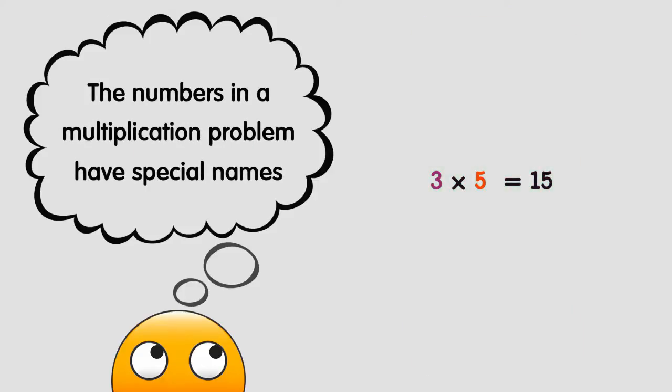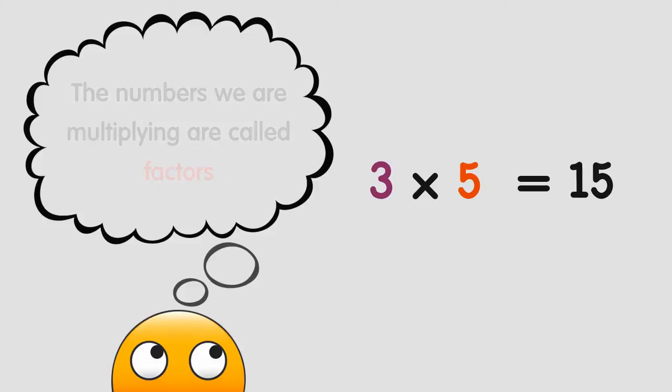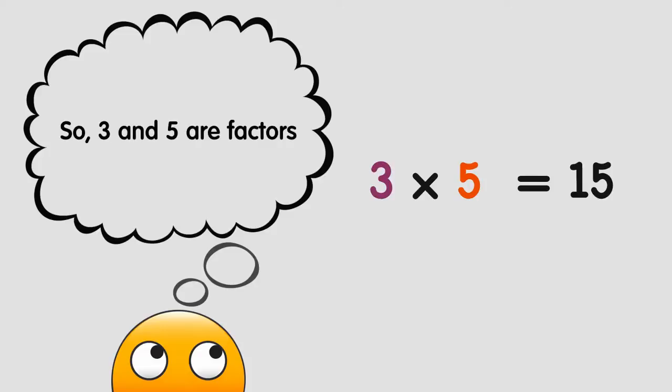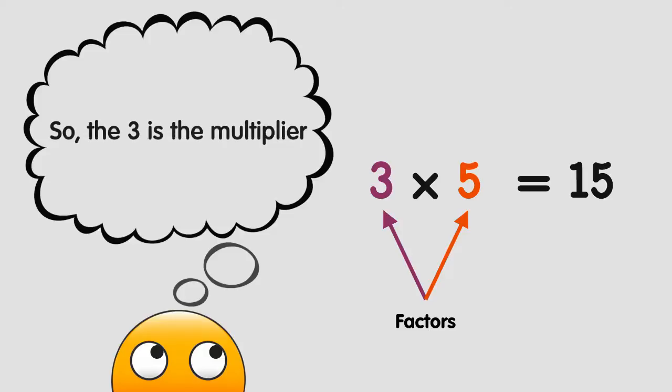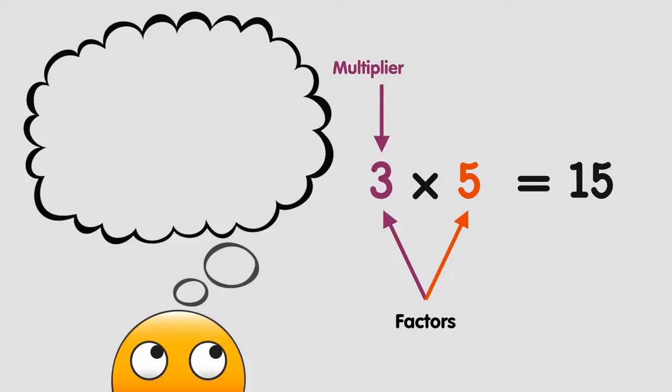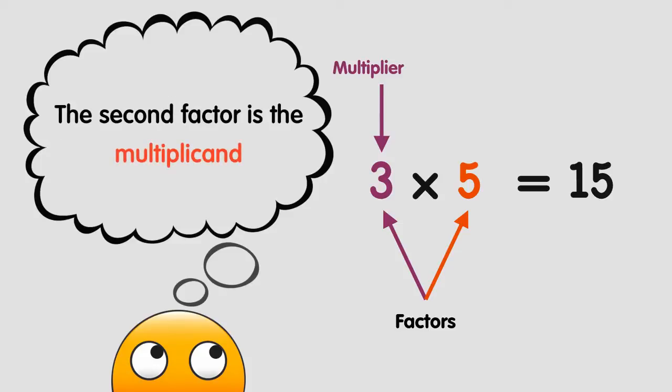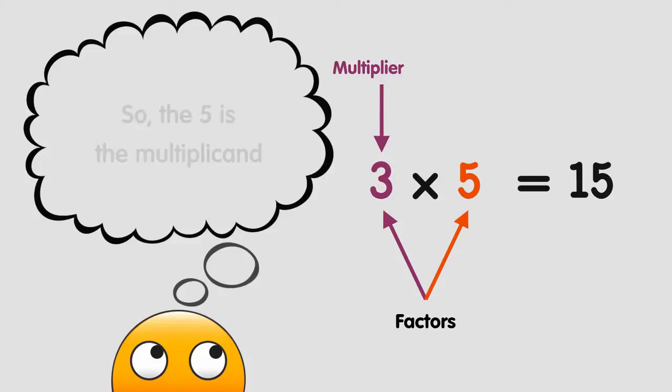The numbers in a multiplication problem have special names. The numbers we are multiplying are called factors. So, the 3 and the 5 are factors. The first factor is called multiplier. So, the 3 is the multiplier. And the second factor is called multiplicand. So, the 5 is the multiplicand.